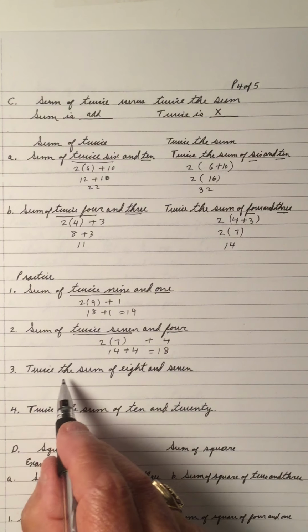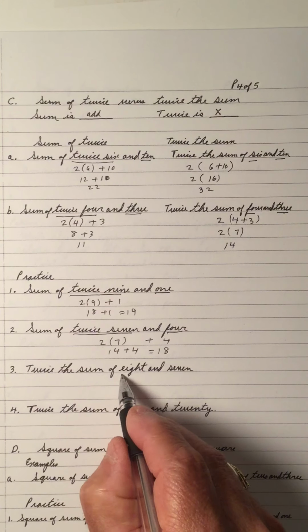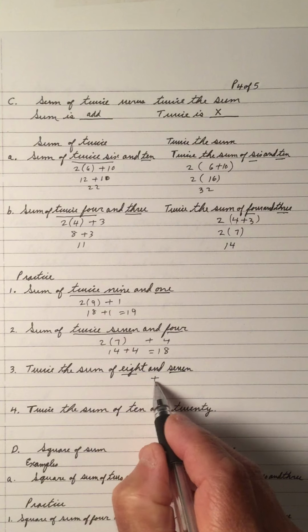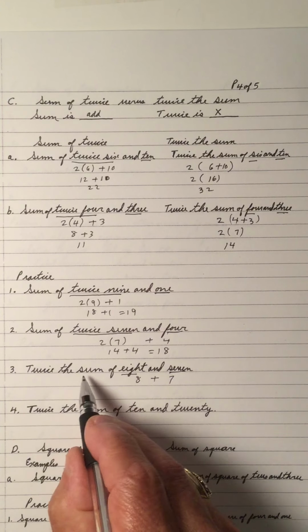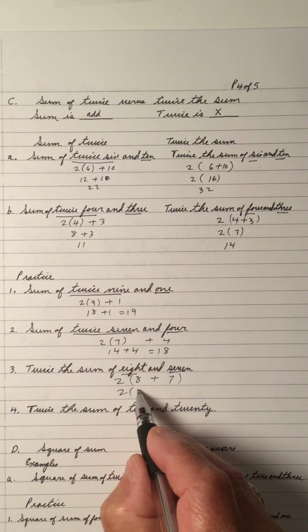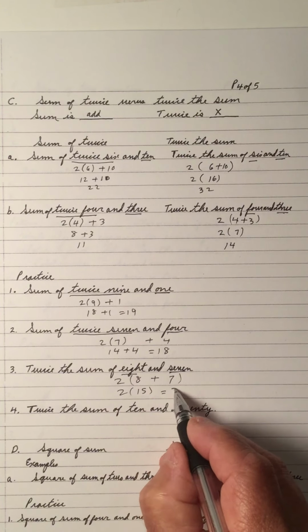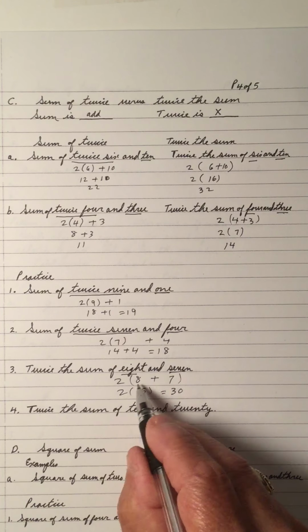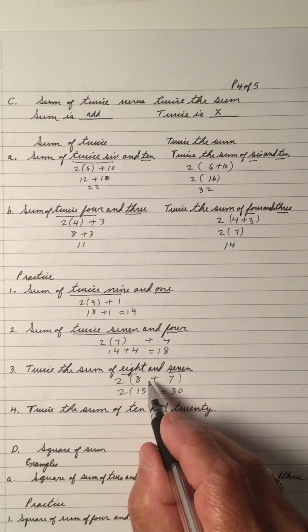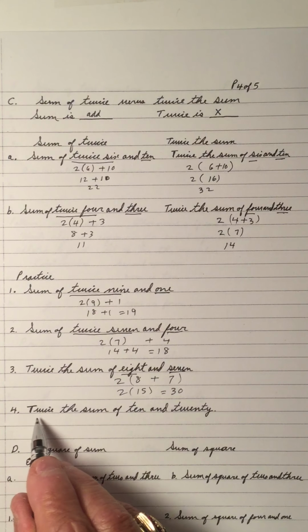Number 3, twice the sum of 8 and 7. Twice the sum. So it's the sum of these two being added, and we're going to multiply them by 2. So that's a 15. We do PEMDAS. We do inside the brackets first, and that gives us 30. So we have to do inside the brackets first. PEMDAS, brackets first.